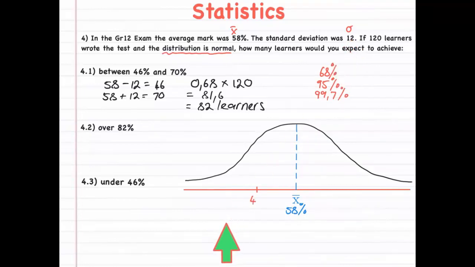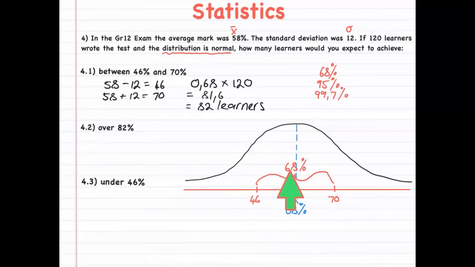So this 46 is within one standard deviation lower than our mean, and then we also have the one that is above the mean, right? And 58 plus 12 gives us 70. So now we know, since this is a normal distribution, within this range here, from there all the way to there, we will have 68% of our numbers. That means 68% of our learners fall within that range of 46% to 70%.